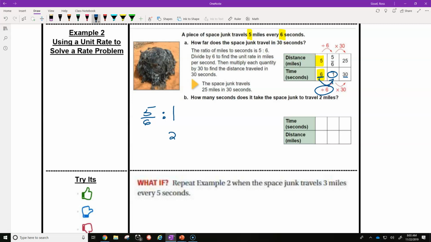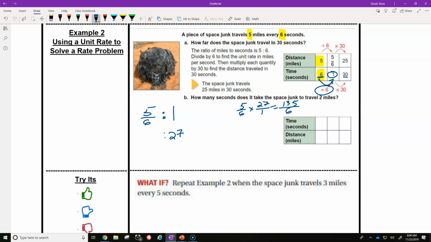Right now, if we're down to the unit 1, I can just say, hey, if I want to go to 27 seconds, I would just do my 5/6 times 27. 27 you write as a fraction, and I would multiply across. So that's 135 over 6. That would be my answer. In 27 seconds, it would go 135/6 of a mile.